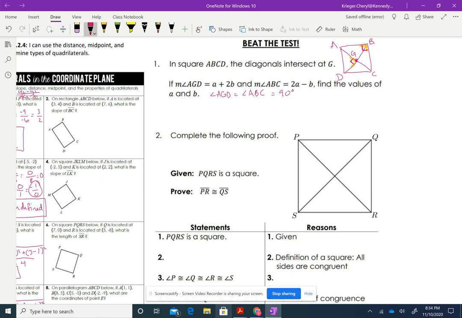All right, so what do we do with this? I have 2 variables here. I know that A plus 2B is AGD, and 2A minus B is ABC, and these equal 90. So when this happens, with 2 variables, I'm going to solve for A in order to substitute it back in to find B, and then once we find B, we can sub it back in to find A. So let's set A plus 2B equal to 2A minus B.